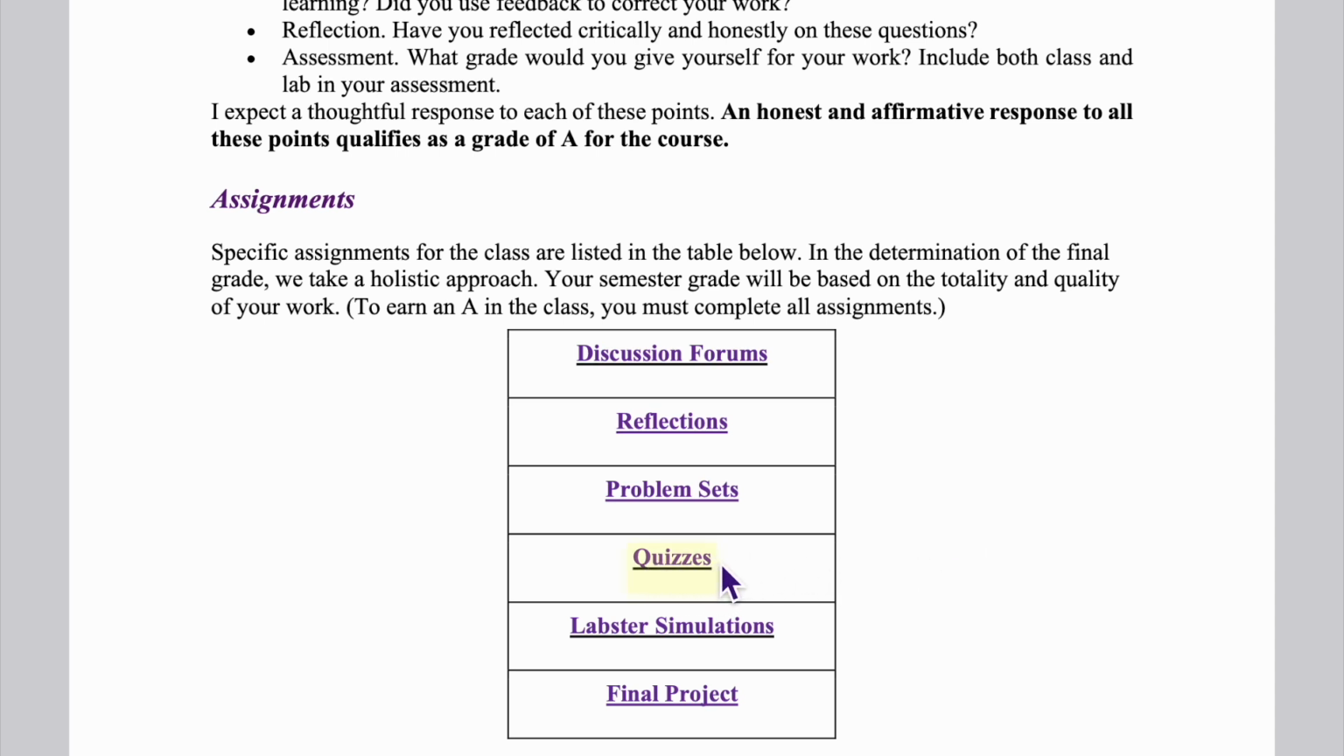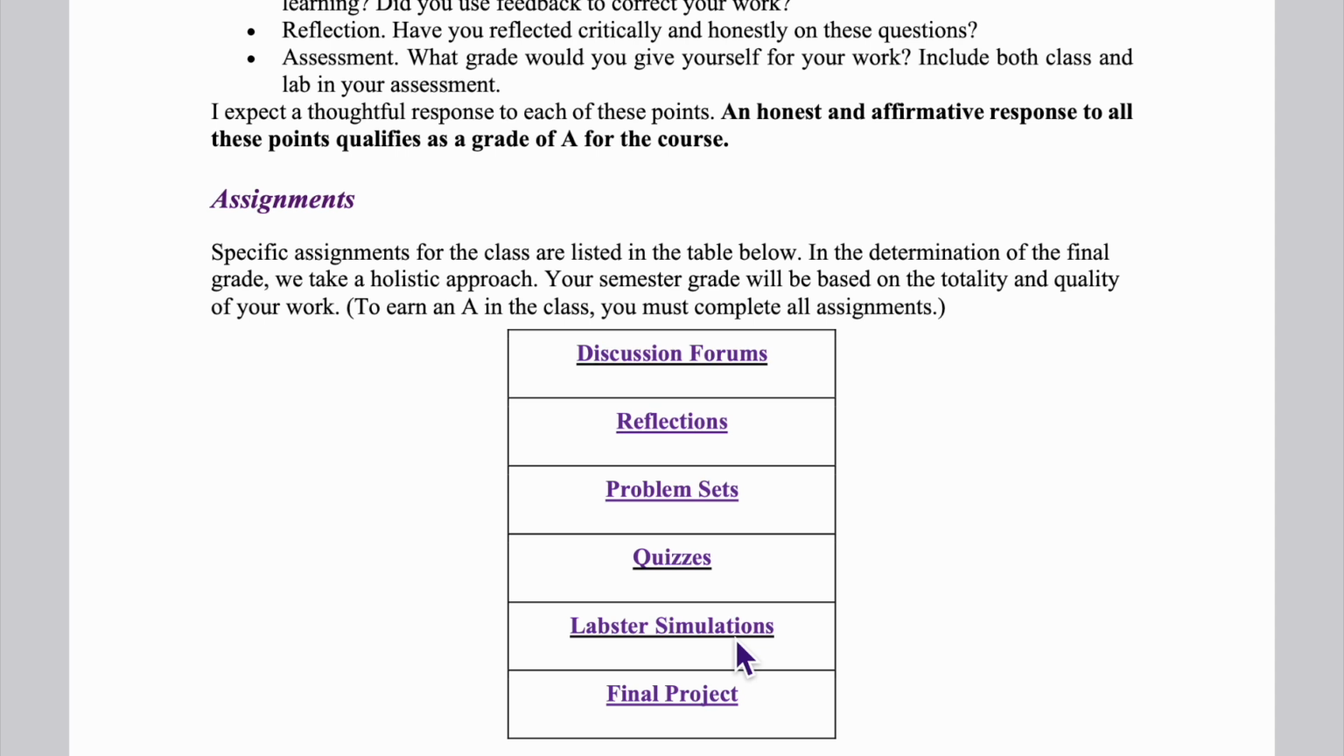Quizzes, these are online quizzes in Moodle with various questions associated with the different modules. You will be given 3 opportunities to answer the quiz questions correctly. And again, these are generally very straightforward concept-based questions. Very few calculations. Occasionally there will be calculations in the quizzes, but calculations are mostly reserved for the problem sets.